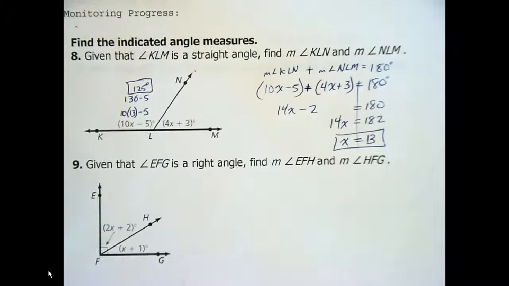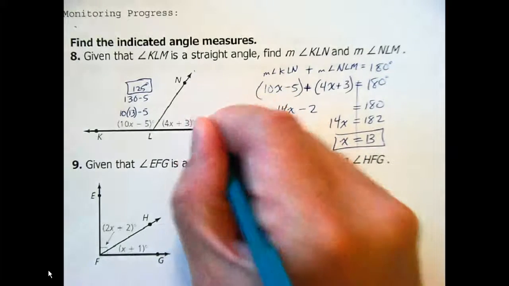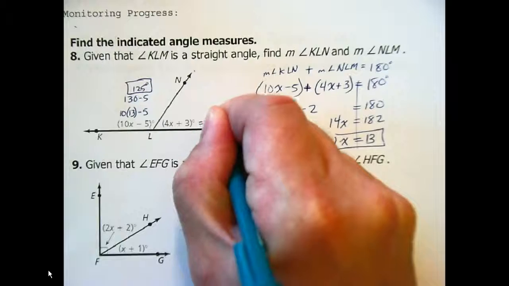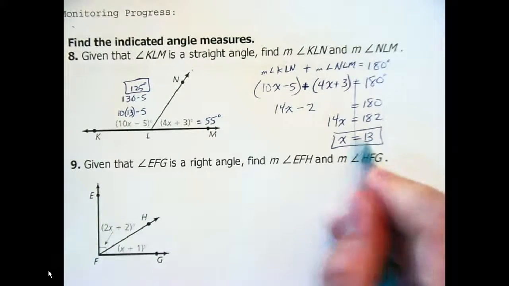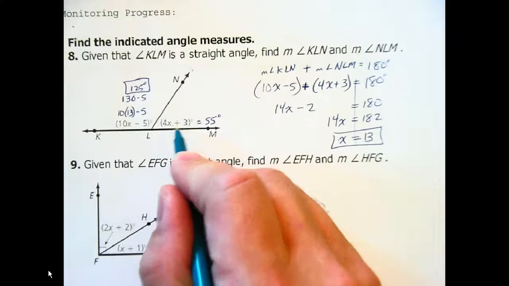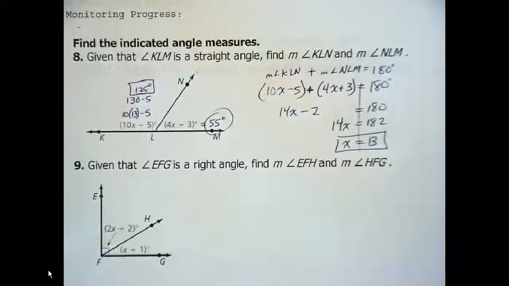Sam? You could subtract it from 180 and say, hey, I automatically know this one better be 55. Right? So you could check it then by putting 13 in. 4 by 13, 52, plus 3, 55. We're good to go. Okay. Questions?